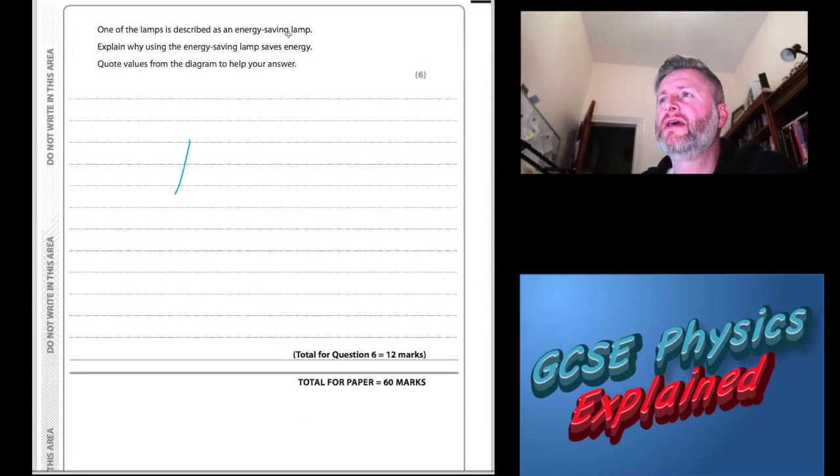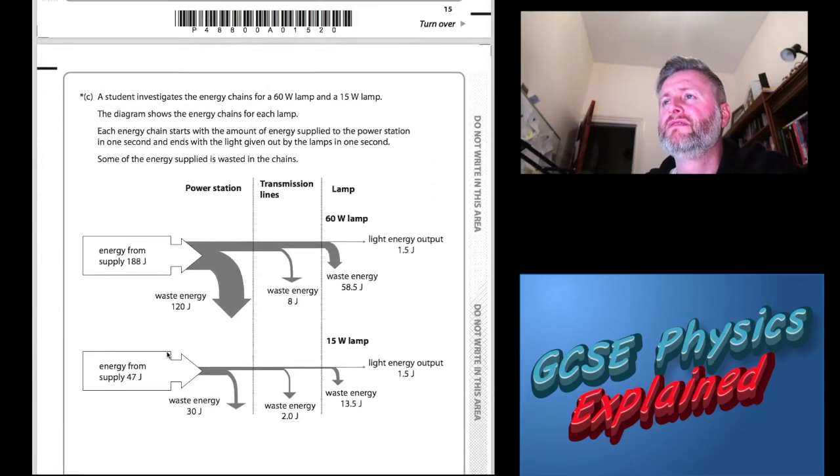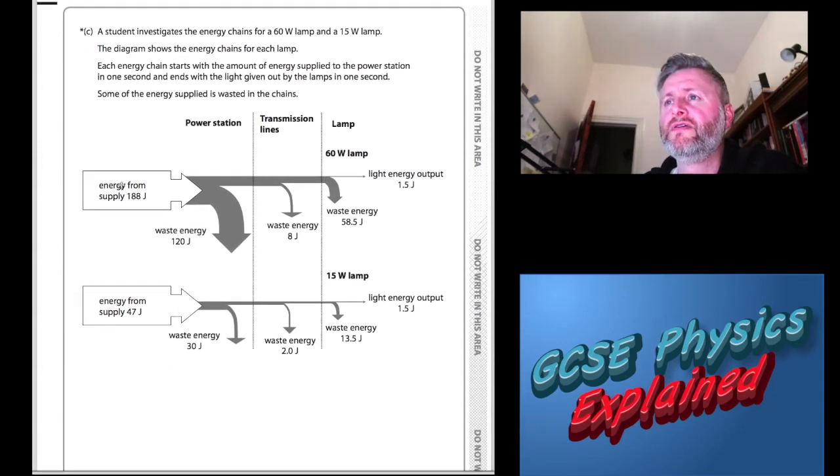One of the lamps is described as an energy saving lamp. Explain why using the energy saving lamp saves energy. Quote values from the diagram to help you with your answer, and that's worth 6. Right, let's go back up to here then. So this one needs a lot more energy than this one. They both get the same output energy.